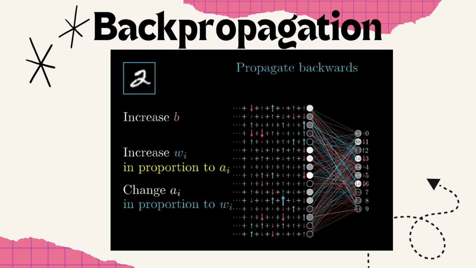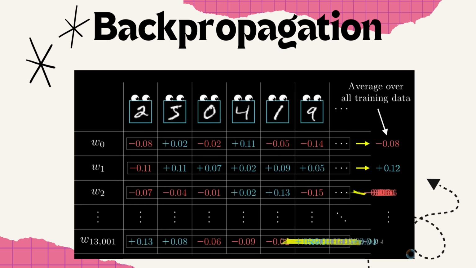From there, in that hidden layer that we just backpropagated into, we can recursively apply what we did in the output layer and further adjust the weights and biases in the layers beyond this one as well. So that would just be one training example based on one image. In this case, it's a number two.